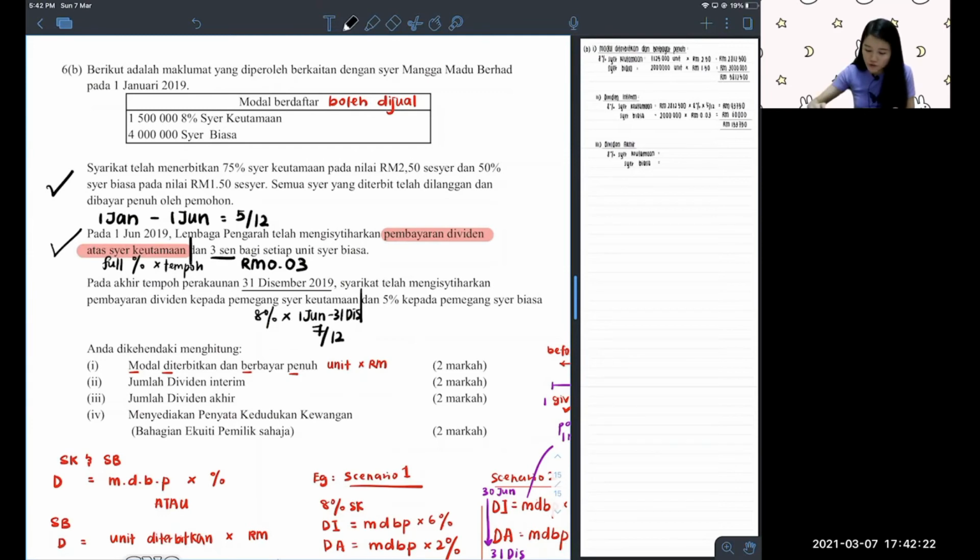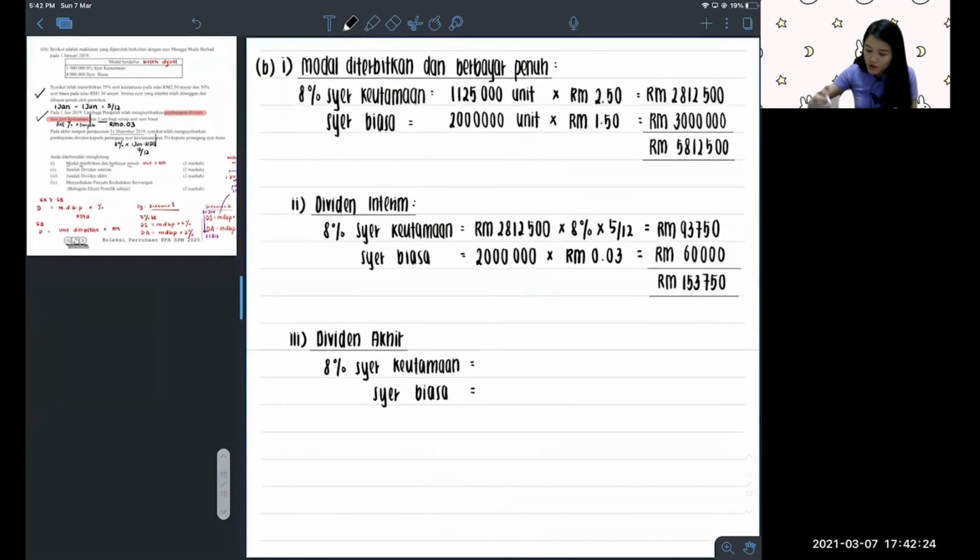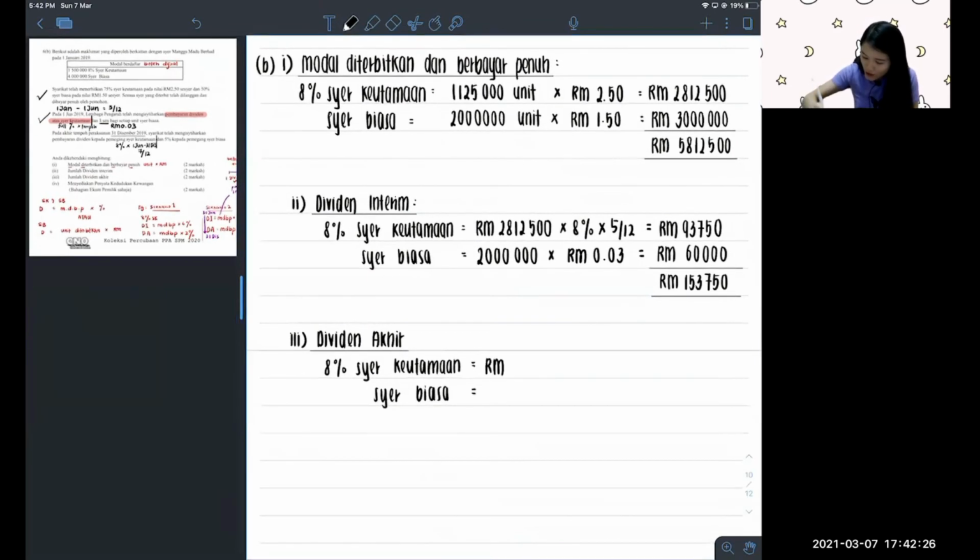So same way of doing, you will take modal diterbitkan dan berbayar penuh of 2,812,500 times 8% multiplied by 7 over 12. So this question, the share keutamaan is entitled to full year because they started paying on 1st January. That's why you see 5 plus 7, isn't it full 12 months? But why the front is only 5? Why not 6 there? Because the payment date is different.